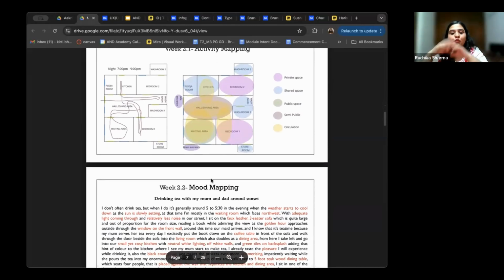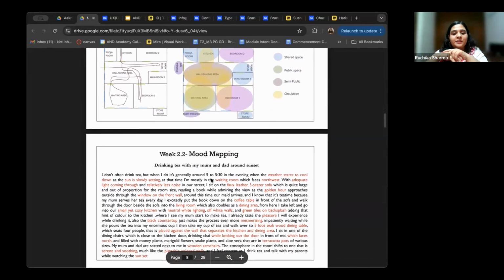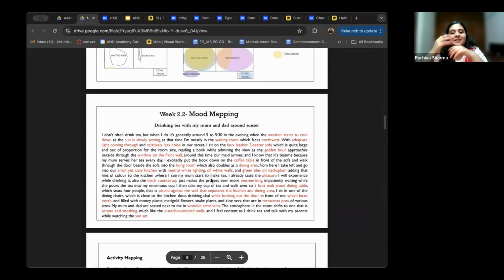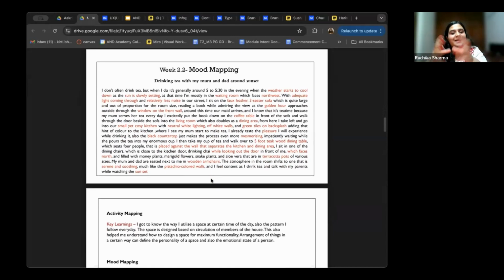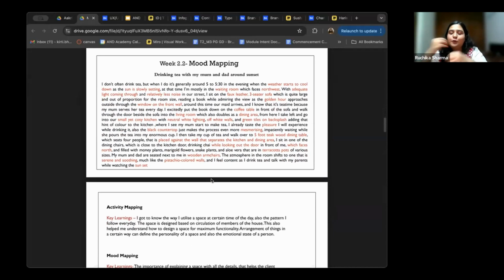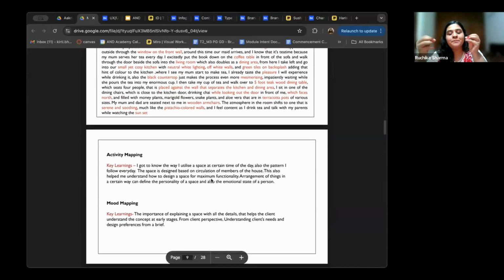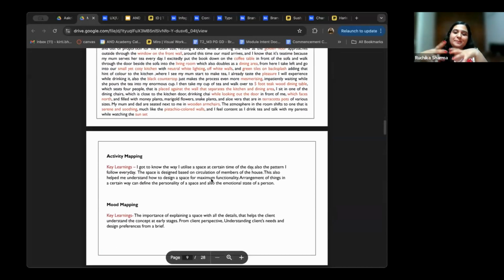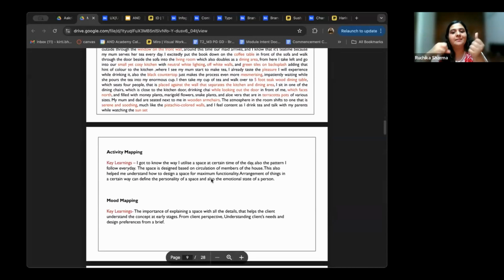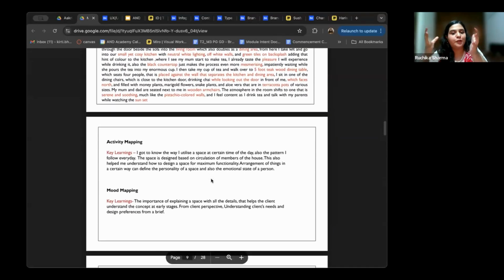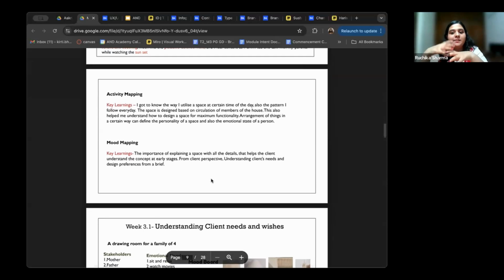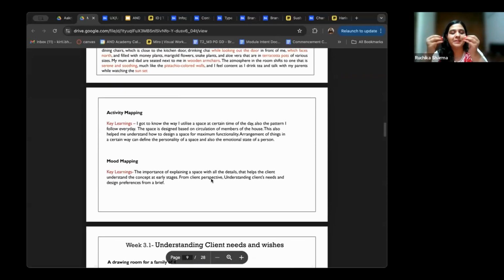Then they move on to mood mapping, for which they are supposed to study first a space that they have experienced themselves, and then they also move on towards looking at some examples from cinema. So mood mapping is largely where the color and light and the psychology, everything of that sort comes in. So they try to understand what a place feels like and why the place feels so.